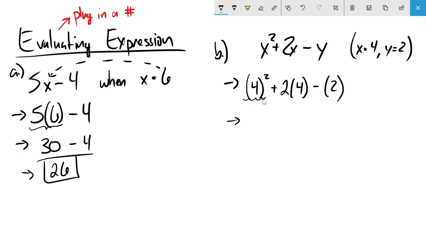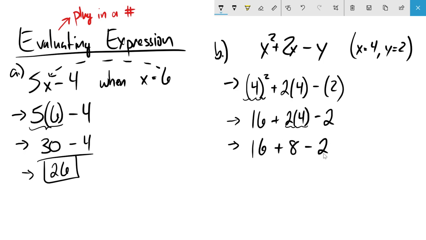Yeah, so there's exponents here. That should be evaluated. So what is 4 squared? It's 16. That's 4 times 4, right? Then you could do the multiplication at the same time, but for simplicity's sake, I'll just rewrite it. Then you would take care of your multiplication. Now we've got addition and subtraction, but we're not going to honor one over the other. We're just going to go left to right.